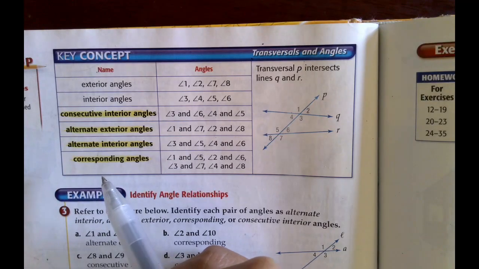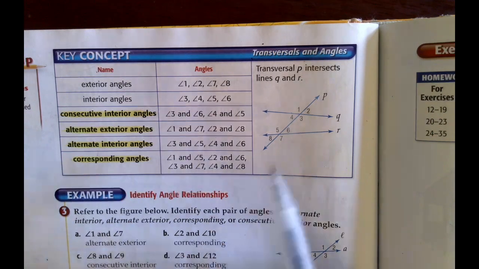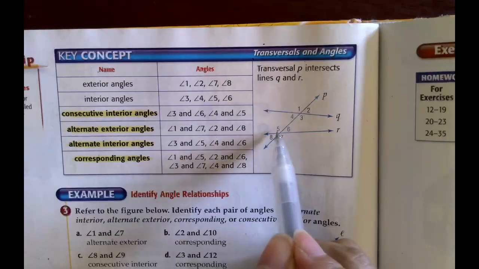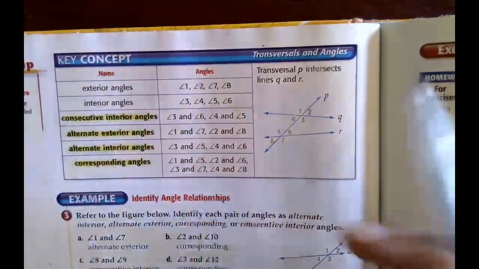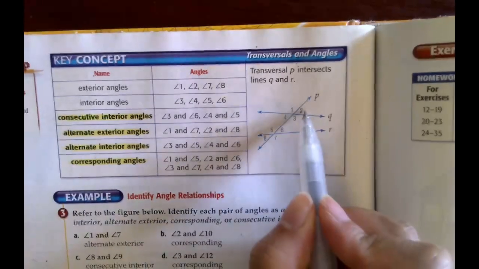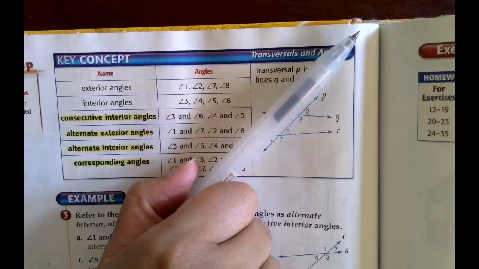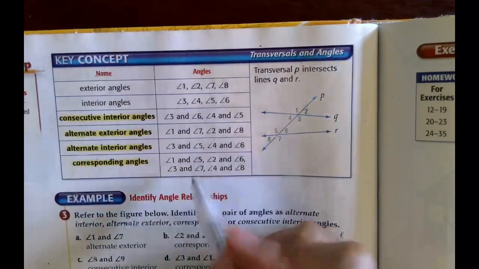Corresponding angles, one is exterior, one is interior, but they are on the same side of the transversal. Right? So 1 and 5, 1 is exterior, 5 is interior, right? But they are both on top of the transversal. 2 and 6, 2 is exterior, 6 is interior, but they are both on the bottom of the transversal, right? But they're not a linear pair.